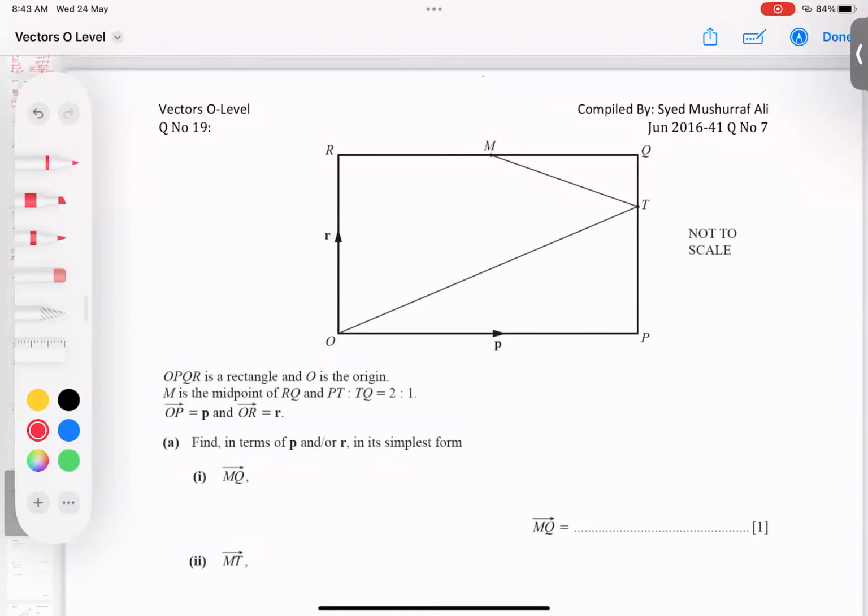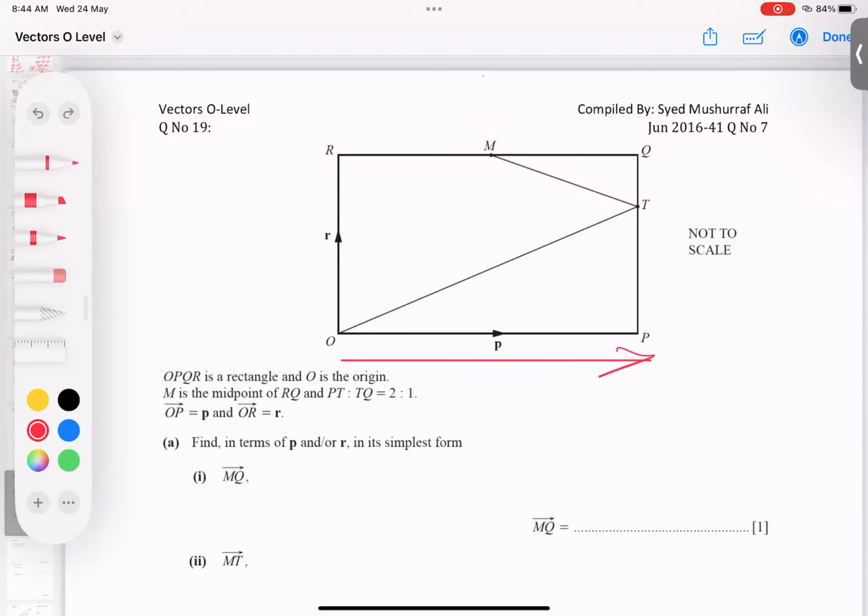Bismillah ar-Rahman ar-Rahim. This is a question from June 16, variant 41, question number 7, and the topic is all about vectors. First of all, look at this carefully. He said this is a rectangle, the concept of a rectangle. What is this vector? The same as this vector.